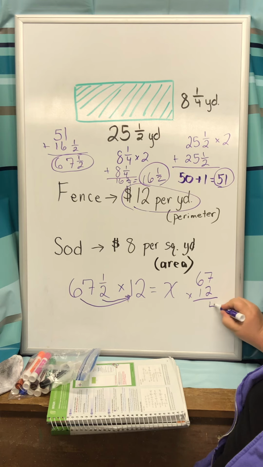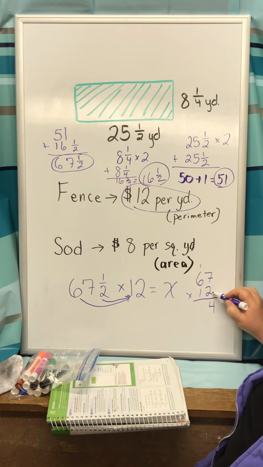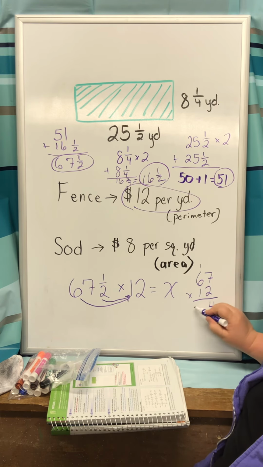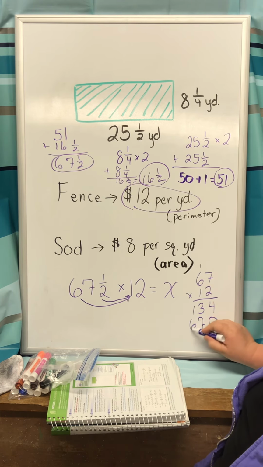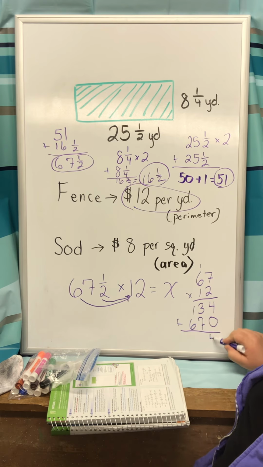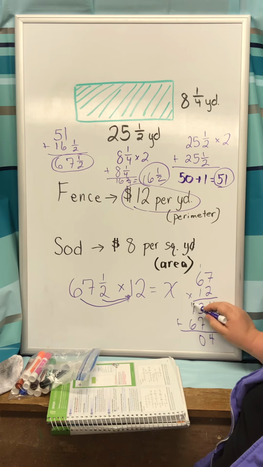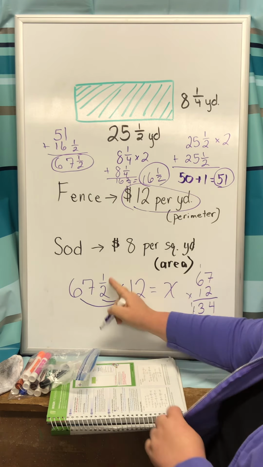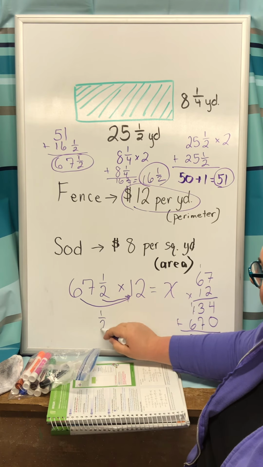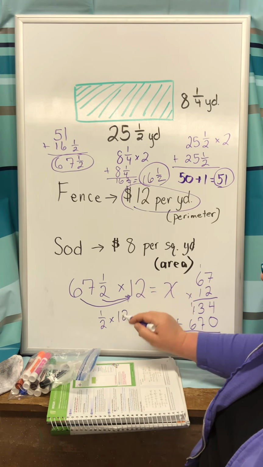2 times 7 is 14. Carry the 1. 2 times 6 is 12, and 1 is 13. Put my 0 down. 1 times 7 is 7. 1 times 6 is 6. So I have a total of 4. 7 plus 3 is 10. 6, 7, 8. So far I have 804. Still not done though, because I still have to do 1/2 times 12.